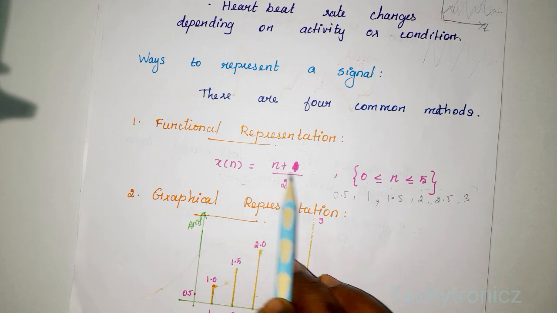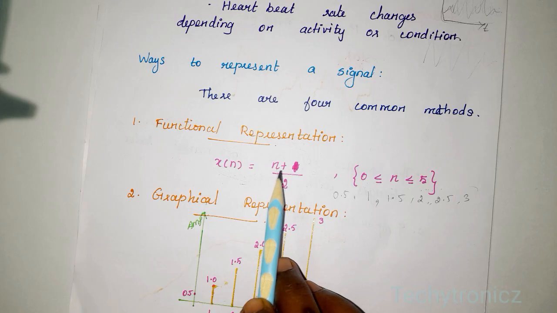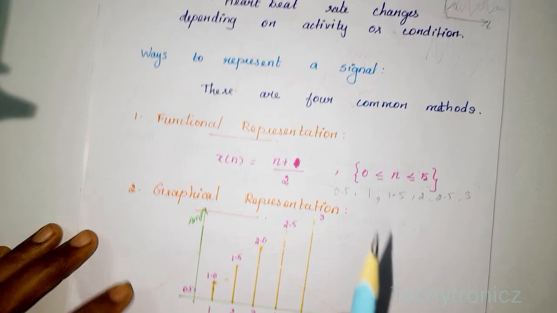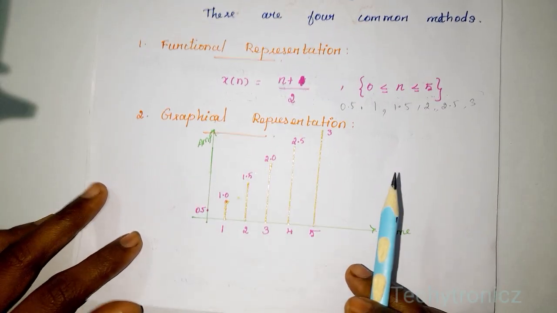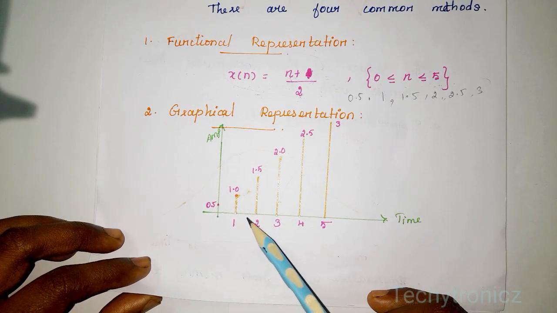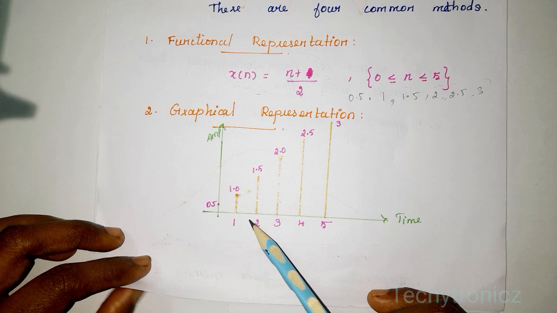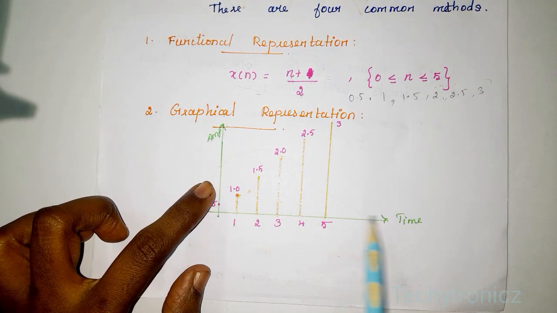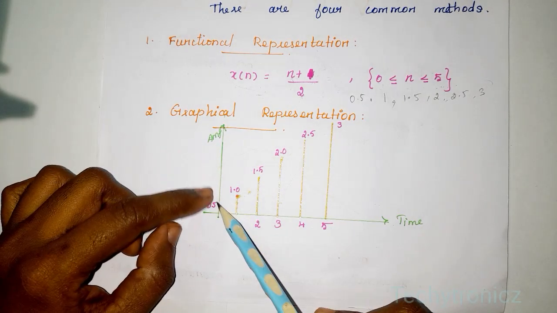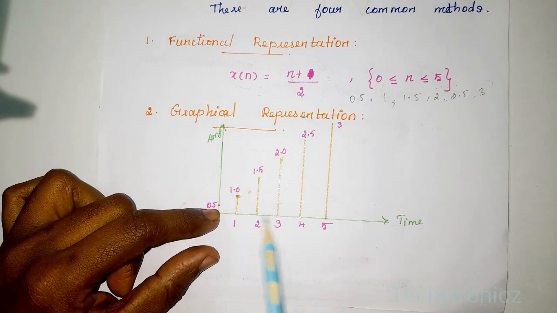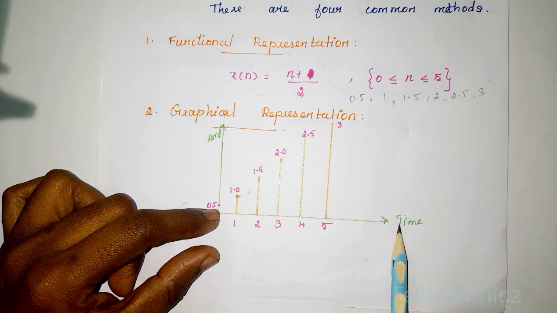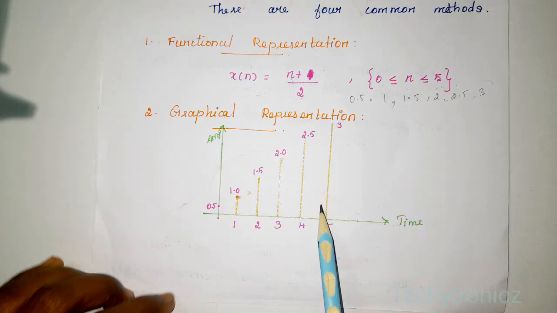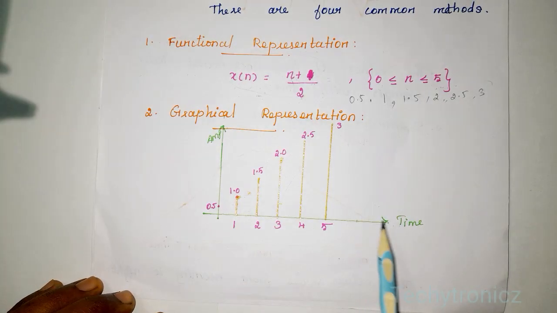So functional representation means the mathematical equation or formula. Next one, graphical representation. Here we draw the signal on a graph, with amplitude on the vertical axis and time, or sample number, on the horizontal axis. This makes it easy to see the shape and variation of the signal.